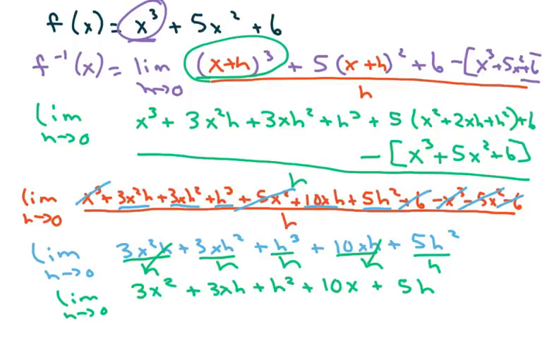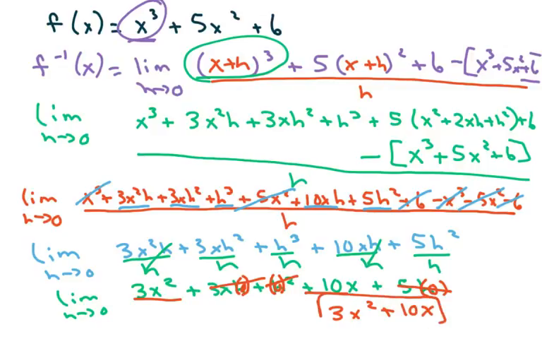Now what you're going to do is everywhere there's an h, you're going to put 0. And I'm going to go ahead and put it on here. So I see an h here. That's going to be 0 because that tends to 0. This is going to be 0 squared. And this is going to be 0. And what happens is this gets knocked off. These two get knocked out because they 0 out. And you're left with 3x squared plus 10x. So the limit as h tends to 0 is 3x squared plus 10x. And that's your final answer.